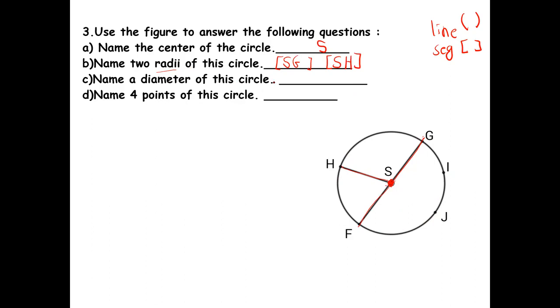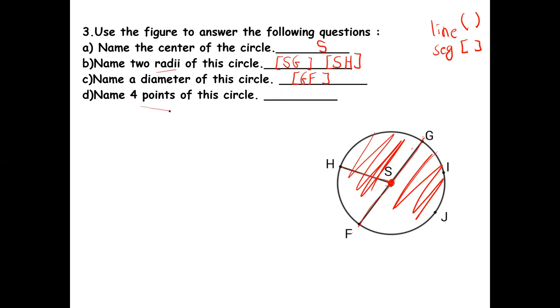Name a diameter of this circle. We know that the diameter passes through the center and divides the circle in two halves. Which segment divides the circle in two halves? GF is a diameter. GF passes through the center and divides the circle in two halves. It's a segment, so the brackets have to be closed. GF like this.